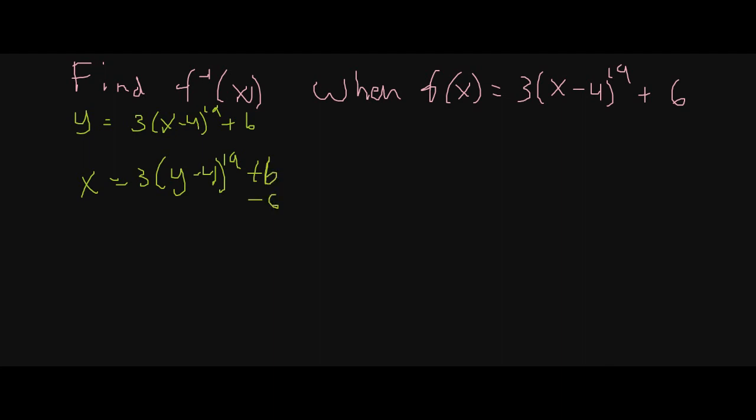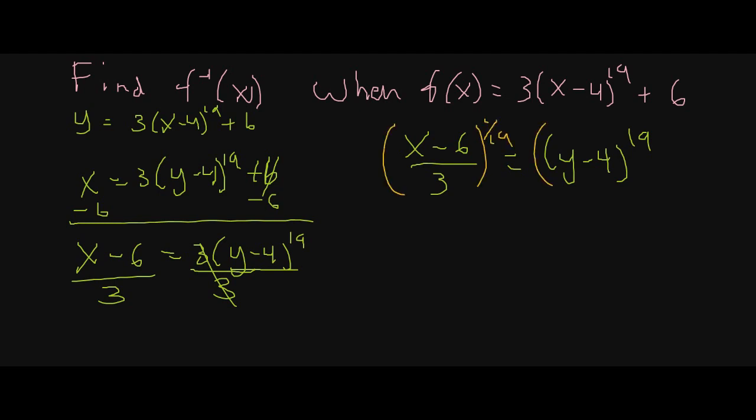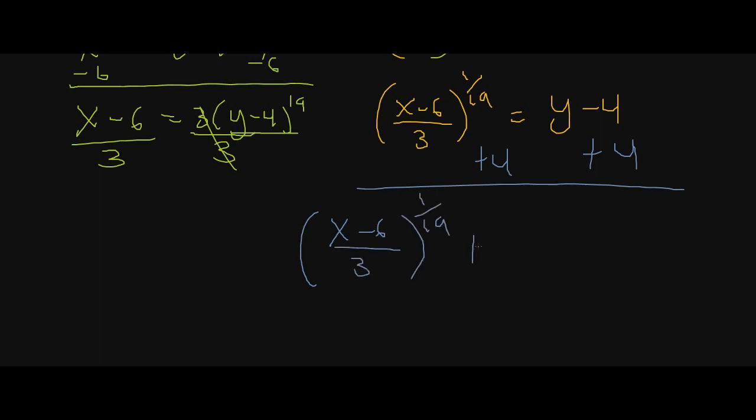Now I subtract 6 from both sides to undo any addition or subtraction, so we get x minus 6 is equal to 3(y minus 4) to the 19th. Now we want to undo any multiplication or division. We divide both sides by 3, so we get (x minus 6) all divided by 3 is equal to (y minus 4) raised to the 19th power. Now we multiply both sides by 1 over 19th, because 19 times 1 over 19th is 1, so that's gone. We get ((x minus 6) divided by 3) raised to the 1/19th is equal to y minus 4. Finally, we add 4 to both sides, and we get ((x minus 6) divided by 3) raised to the 1/19th plus 4 is equal to y.